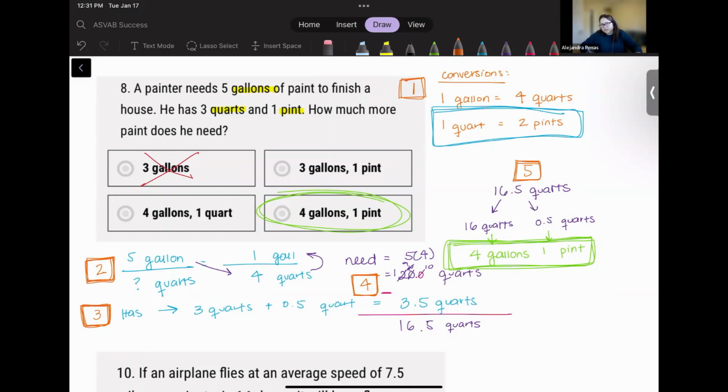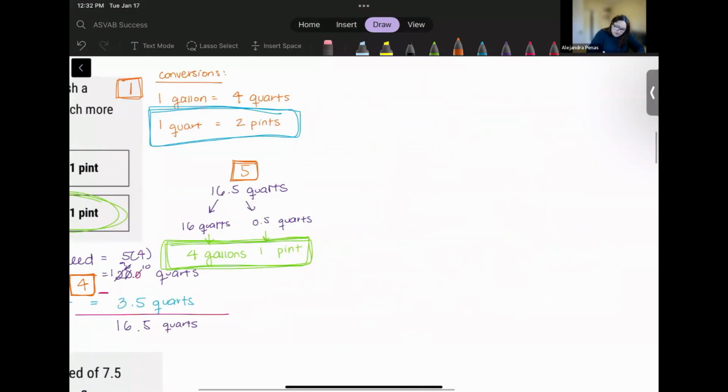Are we okay with that one? Is there anything that confuses you? How did you get the 4 gallons? How do you convert it? The 4 gallons came from the fact that 1 gallon is equal to 4 quarts. So if I divide the 16 quarts by 4, I'm going to get 4 gallons. Because we're going from a small unit to a bigger unit, you're going to divide, and you're going to end up dividing by 4.